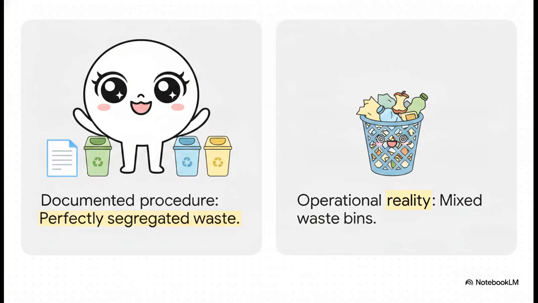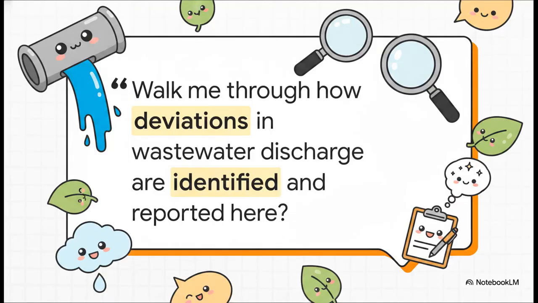You see, a documented procedure might promise this utopian scenario where waste is perfectly segregated and flawlessly labeled. But the operational reality? Well, that could be unlabeled, mixed waste bins sitting casually on the factory floor. This stark contrast is exactly why direct observation is a total game changer. You are constantly comparing what the pristine paperwork promises against what's actually happening out there in the noise and dust of the facility. Now, for the interview piece of the puzzle, you want to lean on neutral, open-ended questions. Try asking something like, walk me through how deviations in wastewater discharge are identified and reported here.